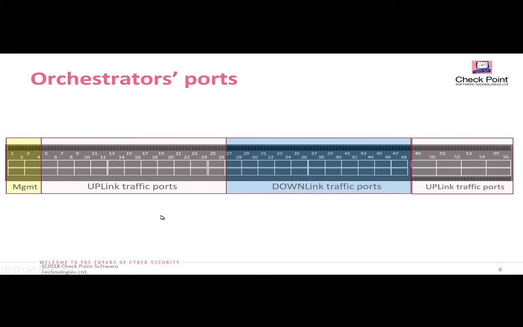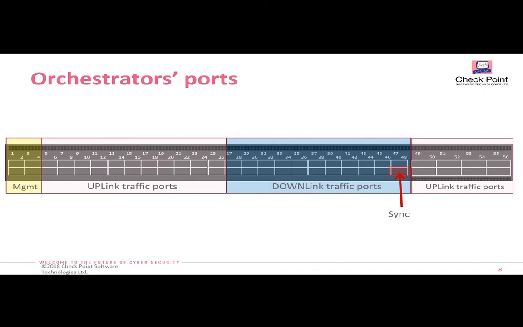Next, ports 5 through 26 are by default uplink ports, and that's what you would connect your site traffic to, so your internal networks, your external networks, etc. And then ports 27 through 47 are downlink ports, and those are the ports that you would connect the security gateways to, with the exception of port 48. Port 48 on the 140 is used to synchronize the two orchestrator appliances, assuming you have two. It's normal to have two. So port 48 is sort of set aside for that.